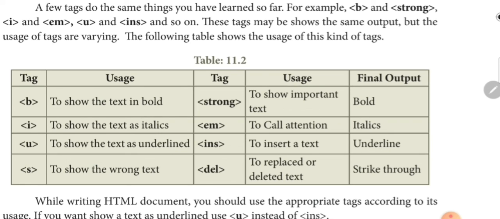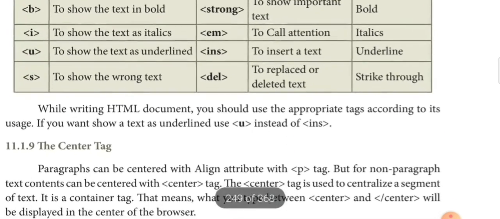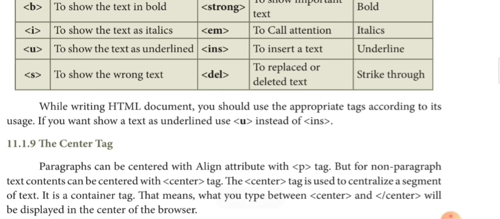And the next one is s. S is nothing but a strike off, to show the wrong text. Similar one is delete. So both are going to perform the same task, that is strike through. Here it will be strike through for you. Okay, wow. Then come to the next. Normally people use u for underlining purpose; instead of using insert, just go on with the usage of u alone.